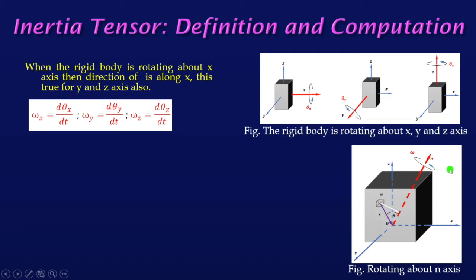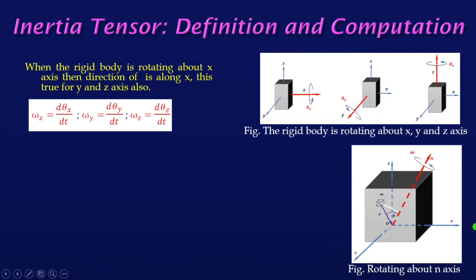Now if we consider a rigid body which is rotating about an axis that is neither x, y nor z, but rather about an arbitrary axis, the n axis here, and the angular speed is omega. Now let's consider a particle in the rigid body with mass small m, whereas the total mass of the rigid body is capital M.